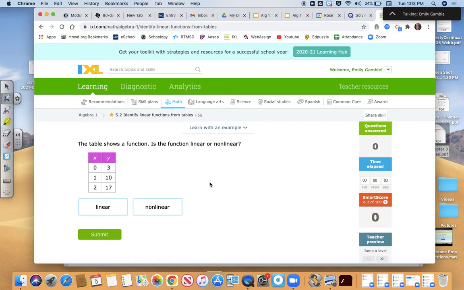So this says the table shows a function. Is this function linear or nonlinear? In order to be a linear function, what has to happen in the table is that the numbers are increasing and decreasing by the same thing. So let's look at x versus y.